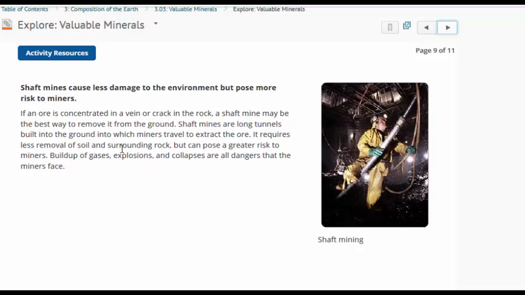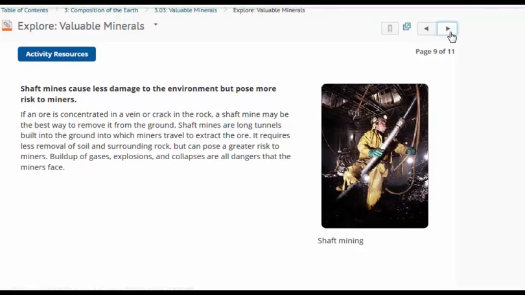Last but not least is the shaft mines. This is the deep, long tube mine that goes into the ground. A long tunnel built into the ground. Although it's better for the environment, it's not as destructive to the land and the animals. It is very dangerous for the miners who are working there. Make sure you know that shaft mining is dangerous.